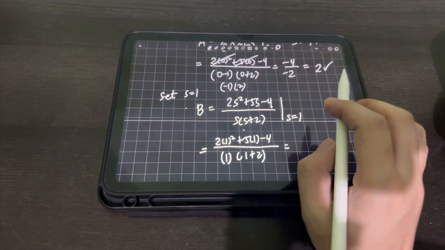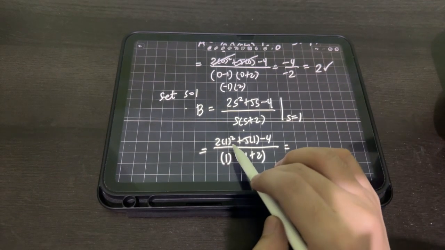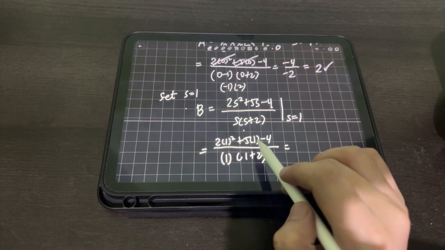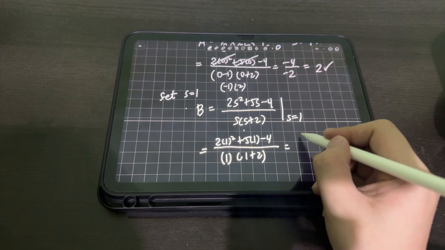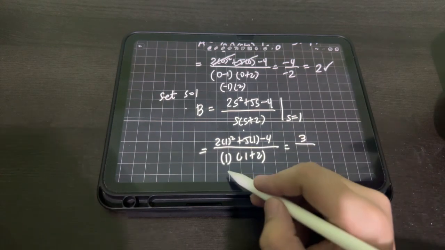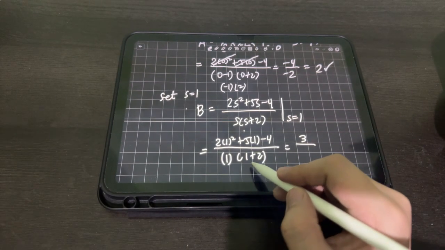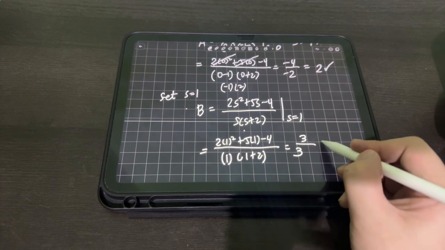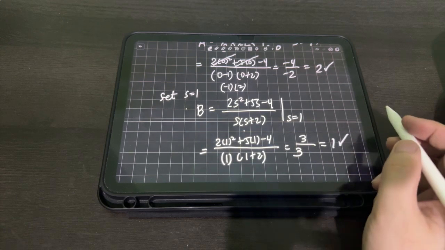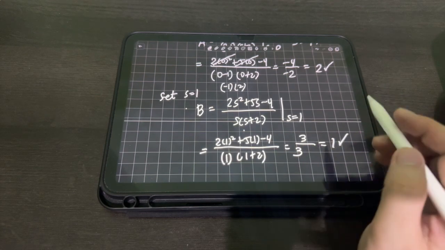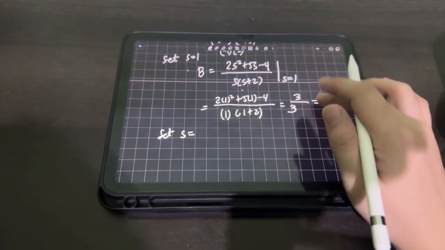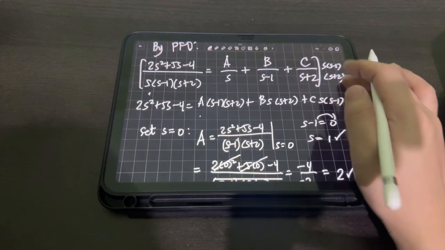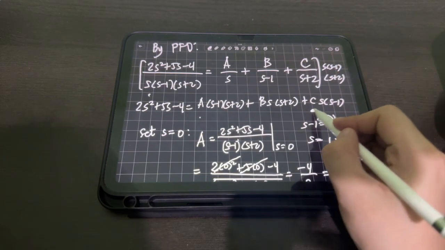Okay, so we will have 2 times 1 square plus 5 times 1 minus 4. That's 7 minus 4 or 3 over 1 times 1 plus 2, 3. So 1 times 3, it's 3. 3 divided by 3 is 1. So the value of B is 1. Then lastly, to solve for C, we can set S equal to what? So we're trying to solve for C now.